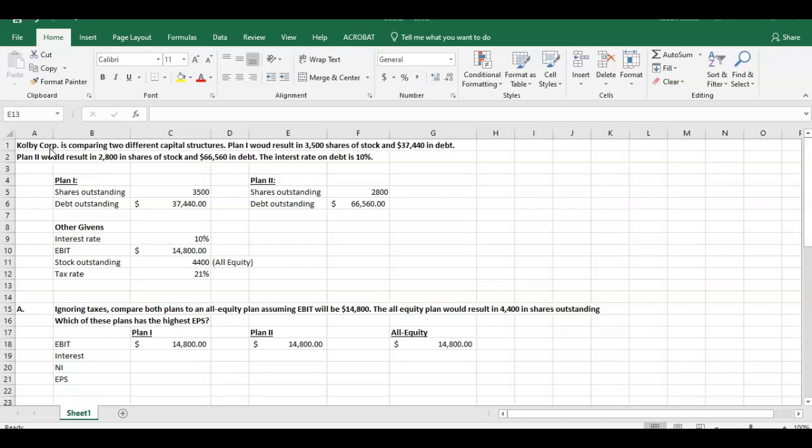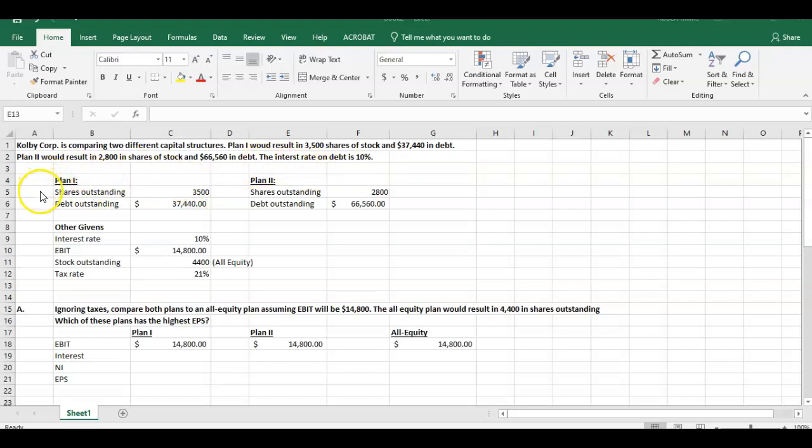Plan 1 results in 3,500 shares of stock and $37,440 in debt. Plan 2 results in 2,800 shares of stock and $66,560 in debt. So we're going to use an interest rate of 10% on that debt in both scenarios. So let's jump right into it.